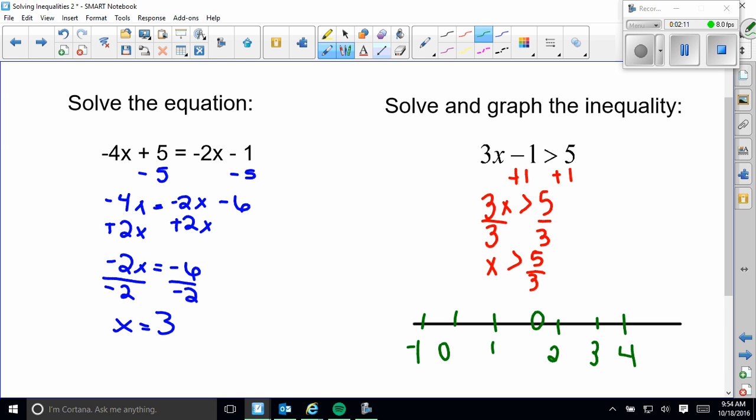And x is everything greater than that, so we're going to draw our line facing that direction. Okay? Hopefully that is what you guys got. Notice that on the inequality, your value for x could be anything greater than 5/3, so it's not just one answer, whereas on the equation, your answer is just one number.